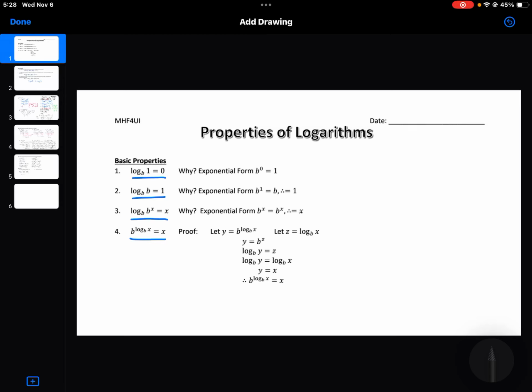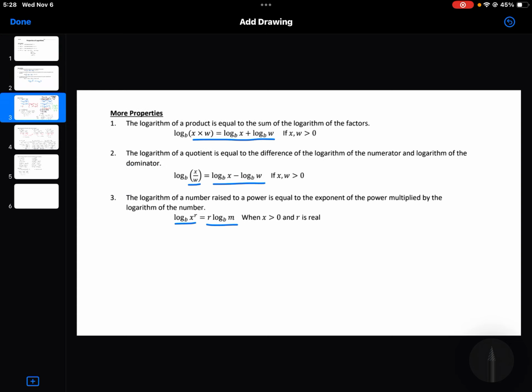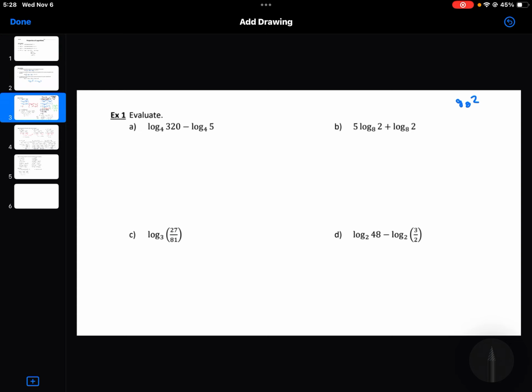This video goes over the properties of logarithms. I'm going to use the properties on the first two slides to evaluate the expressions.